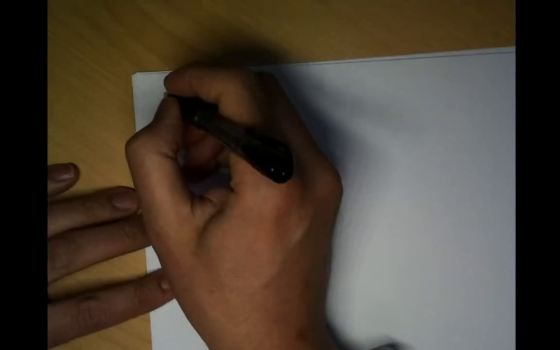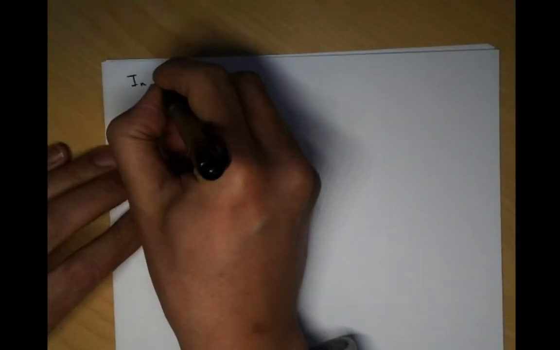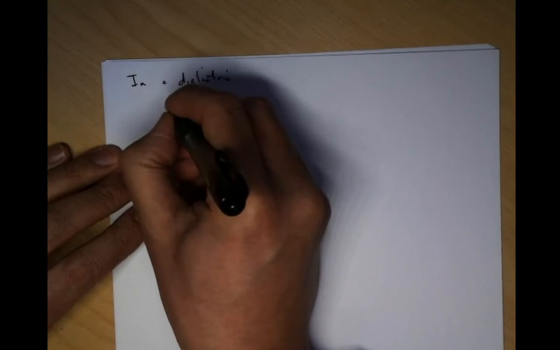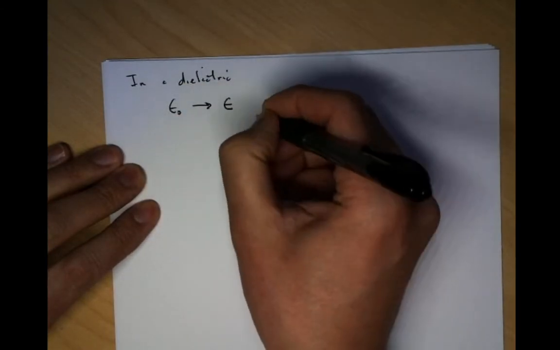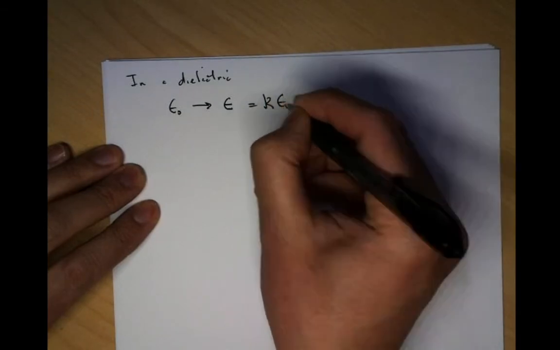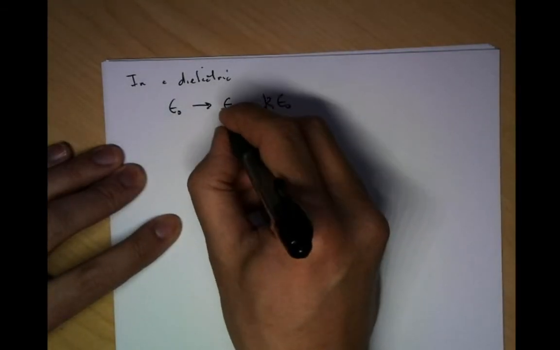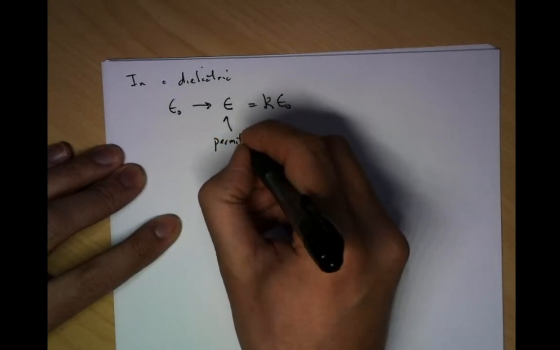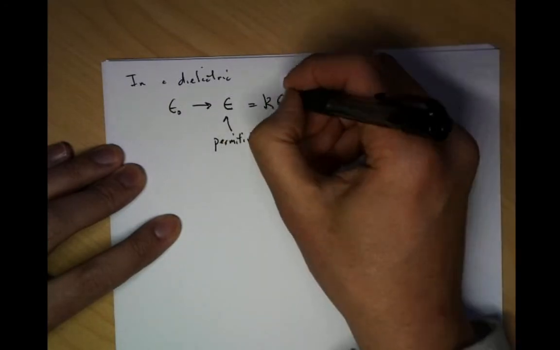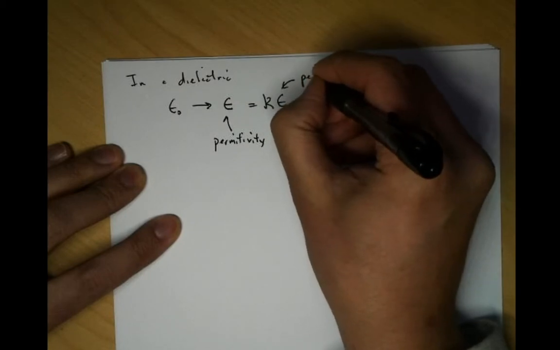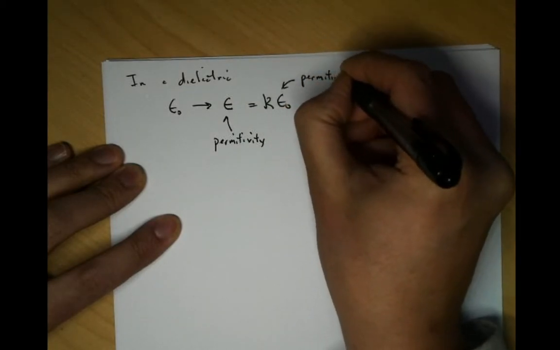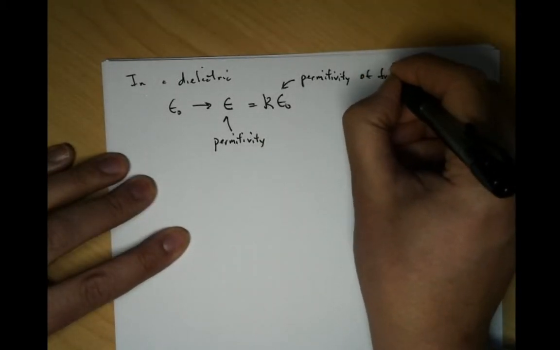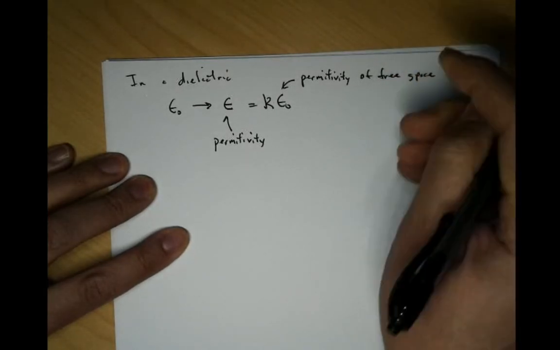So basically, in a dielectric, epsilon 0 goes to epsilon, which is just kappa times epsilon 0. So now these have definitions. This is called permittivity. And this is the permittivity of a vacuum, but formally we call it the permittivity of free space. Okay? So that's basically it.